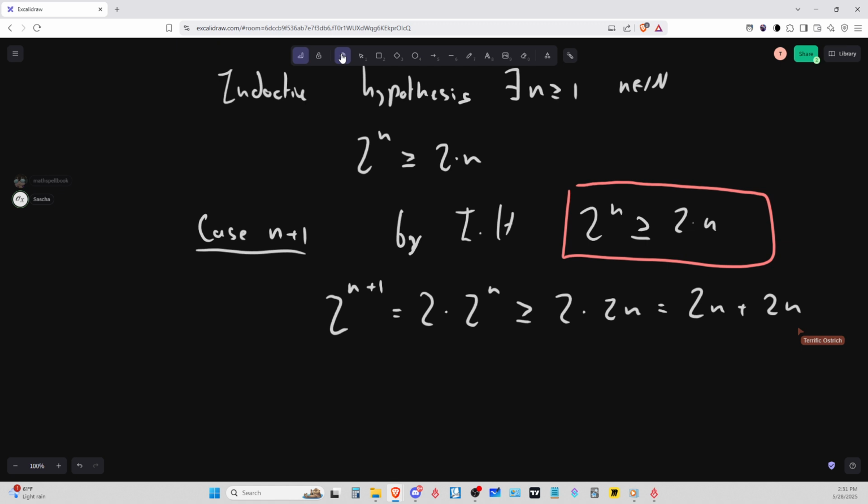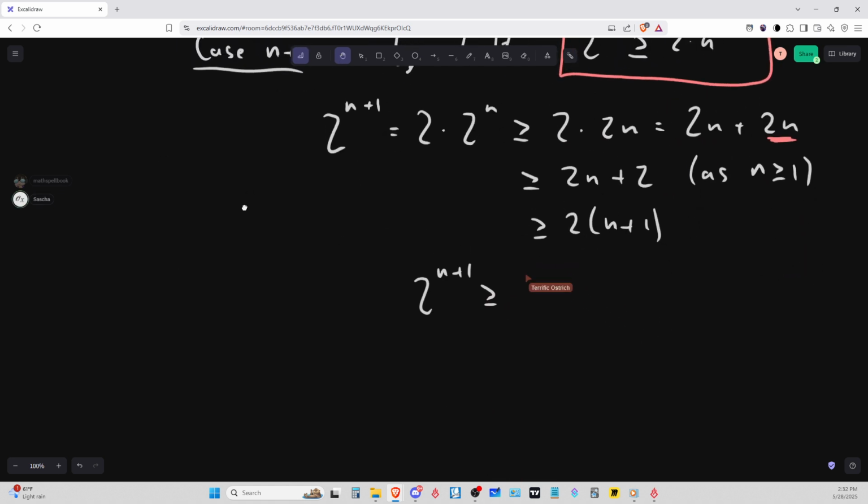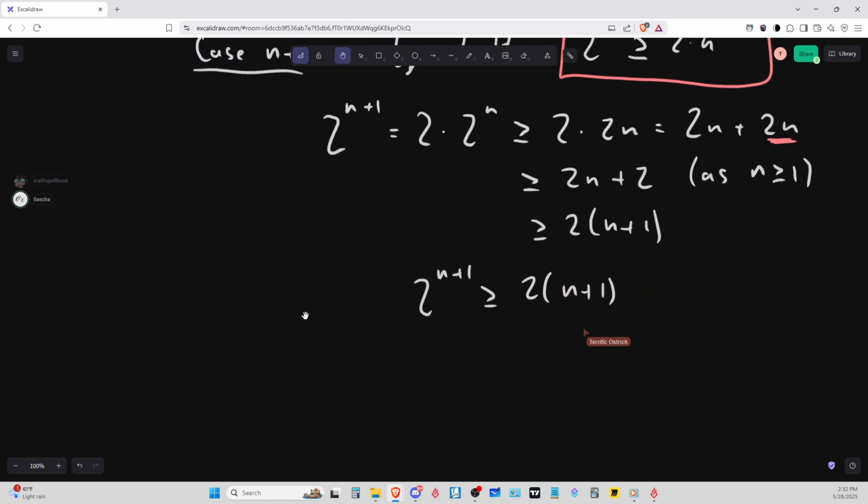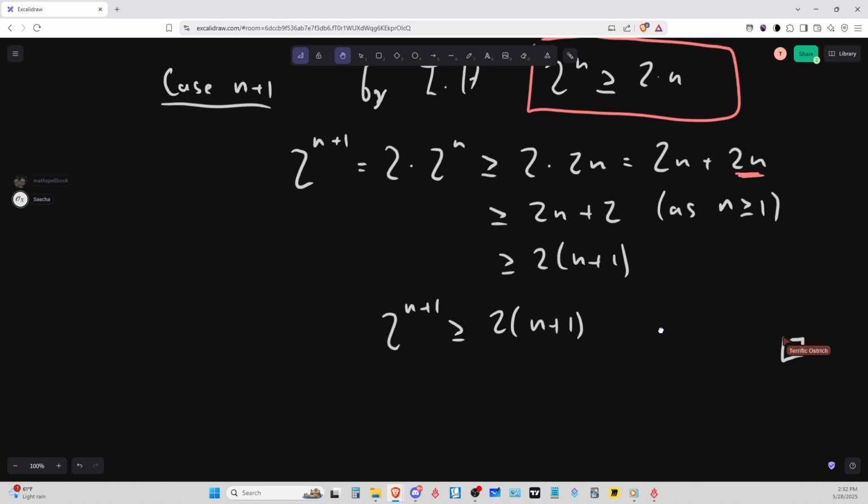But now I will use the fact that n has to be bigger or equal to 1. So I can have a lower bound for this term: it will be less or equal, therefore, to 2n plus 2, because we said that n was bigger or equal to 1. And now we can just factorize the 2, so we get 2 times n plus 1. And then we're done, because we just showed that 2 exponent n plus 1 is less or equal to 2 times n plus 1, which is exactly the case n plus 1. Therefore, we have the inequality we wanted.